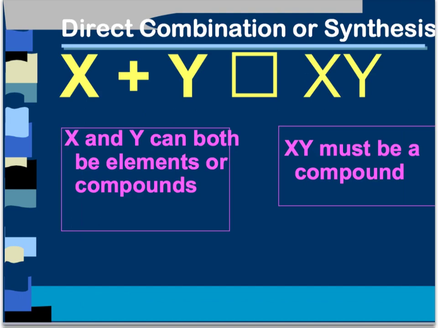Just a little bit more about the direct combination or synthesis reaction. Again, we have X and we have Y, but right now you might think they're just elements. They could be elements or they could be compounds, either one. And then XY, of course, has to be a compound, because if I have two elements that are bound to each other, it's going to be a compound.